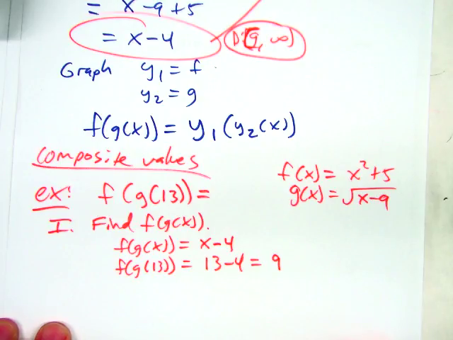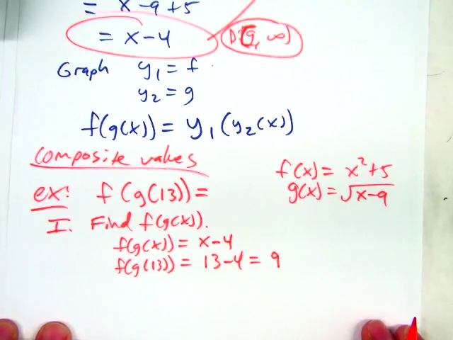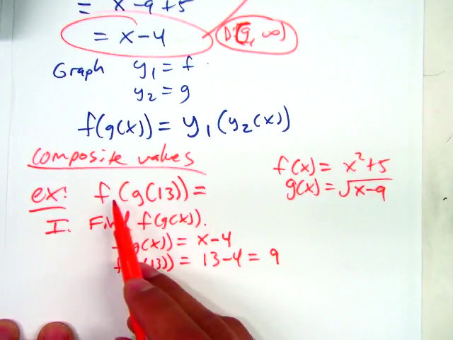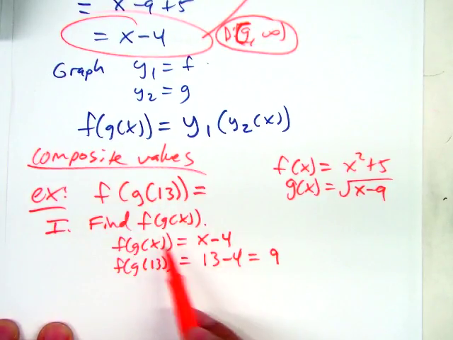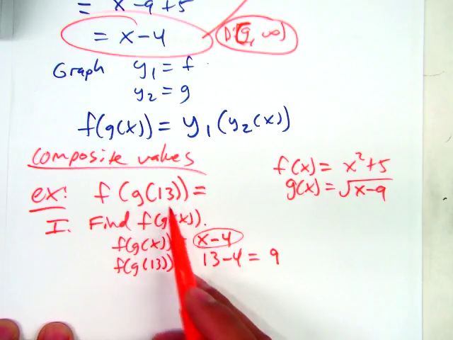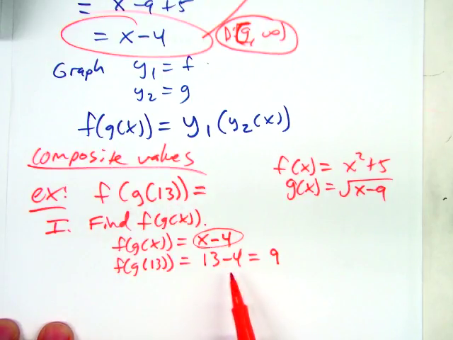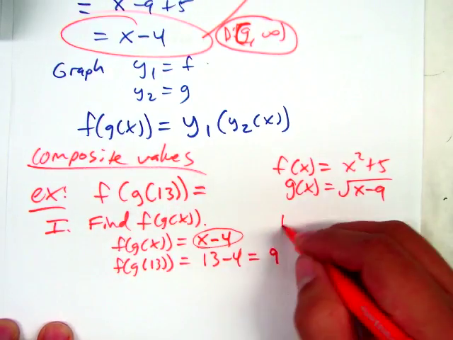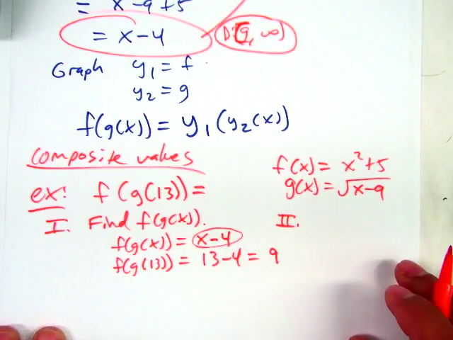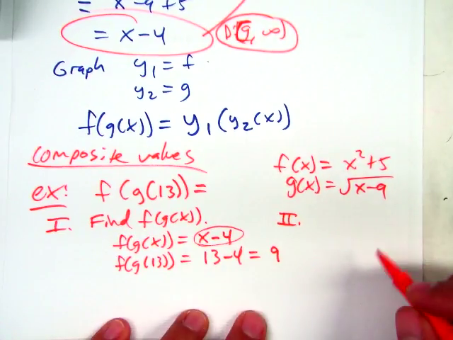Can you just plug in 13 to the... That's the other option. Okay, so there's 2 options. If you already have the function that you figured out, f of g of x is x minus 4, and you want to know what f of g of 13 is, you can just plug 13 into your composite function. Okay, the other option, which I think is also pretty easy, is to go one step at a time.